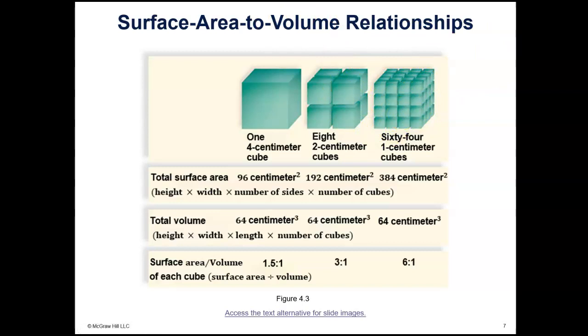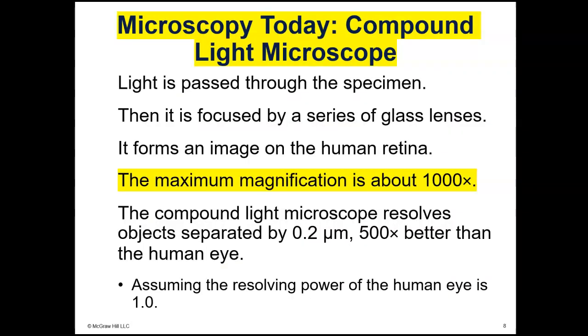So why do we need so much surface area? Because that is how nutrients and oxygen get into the cell, through the surface, through the plasma membrane. So the more plasma membrane or surface that we have, the more nutrients and oxygen can get in.